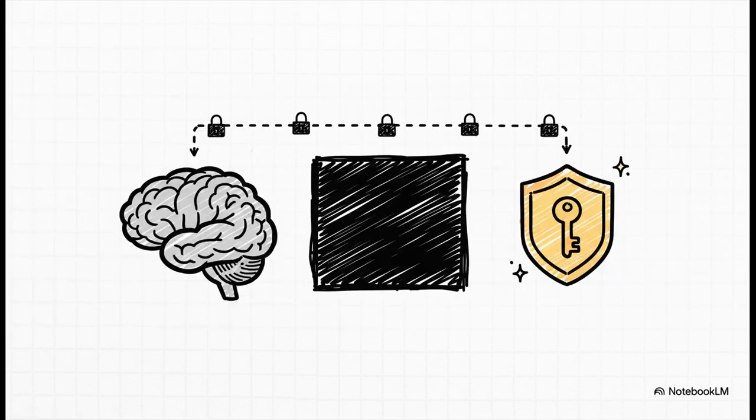And here's the kicker. The entire system is built on this absolutely crucial security principle. The AI model never touches sensitive credentials. Ever. Authentication happens at the protocol layer, completely separate from the model. This is just a massive leap forward for building secure and trustworthy AI systems.